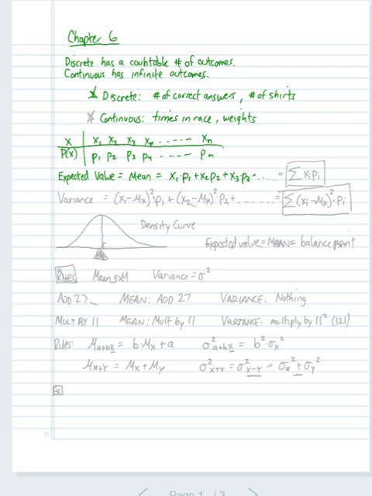Now there is a nice short way of writing that using sigma notation. It is simply the sum of x sub i times p sub i. In fact, that's the formula that you'll see on the formula sheet for the AP exam. Okay, and that will give you the mean or the expected value for a probability distribution.